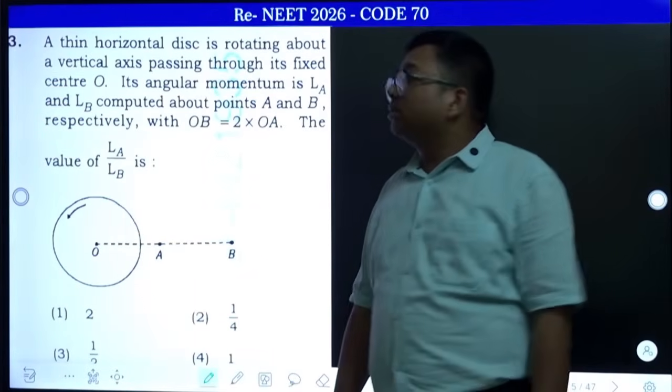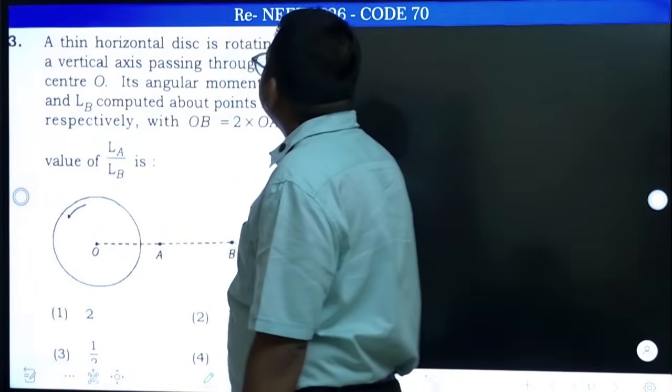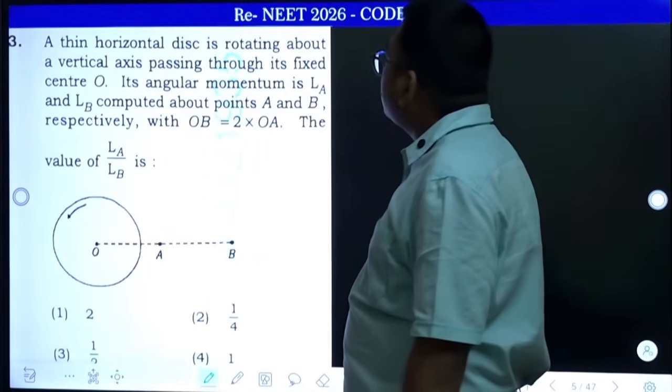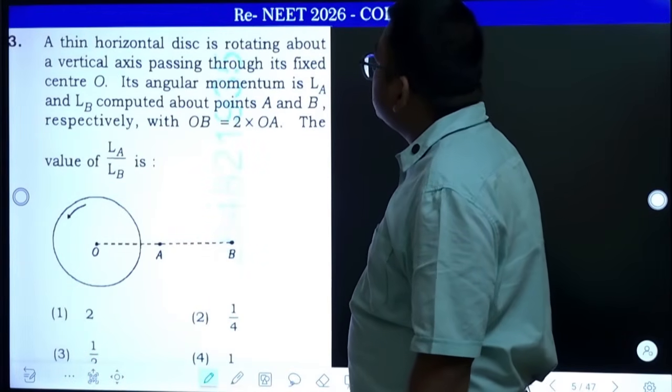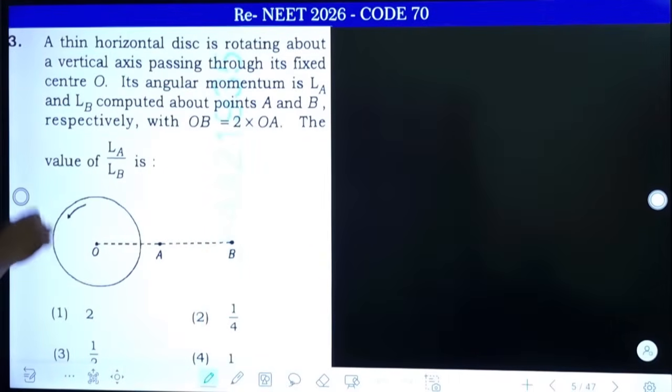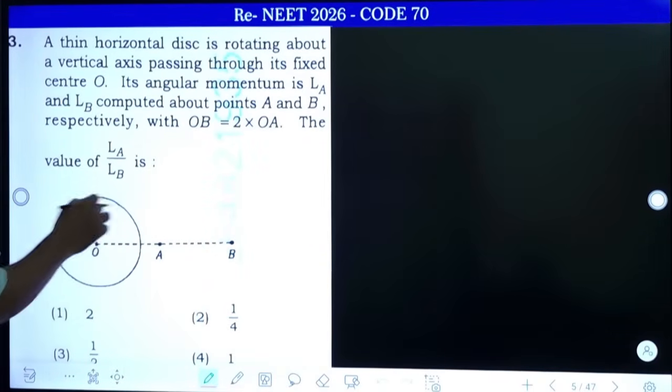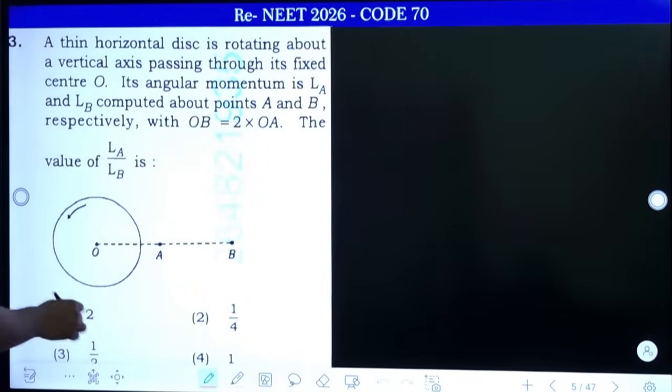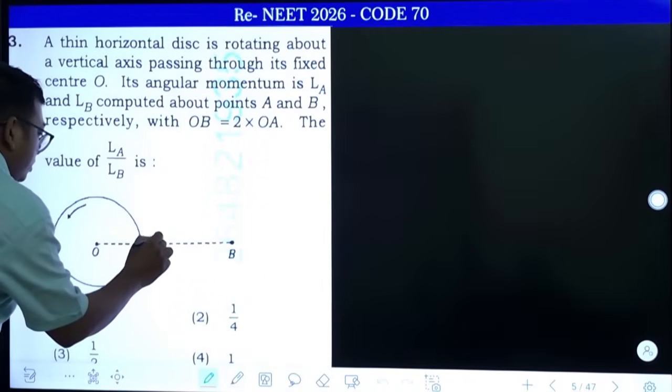Question number 3. A thin horizontal disk is rotating about a vertical axis passing through its fixed center. So this is the center disk, it is rotating. Its angular momentum is L_A, about, okay, about this point they are calculating angular momentum.